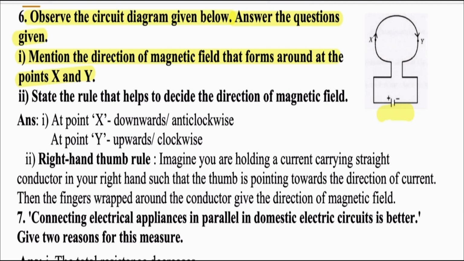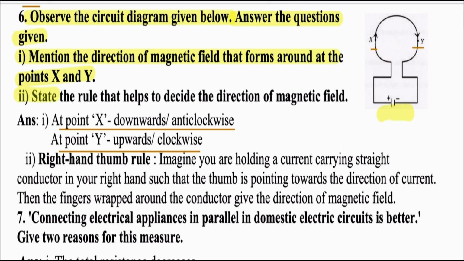So for first question, the answer is at point X. See, at this point and this point they are asking magnetic field lines. So the answer is at point X downwards are anti-clockwise and at point Y upwards are clockwise. The reason is given in next question.